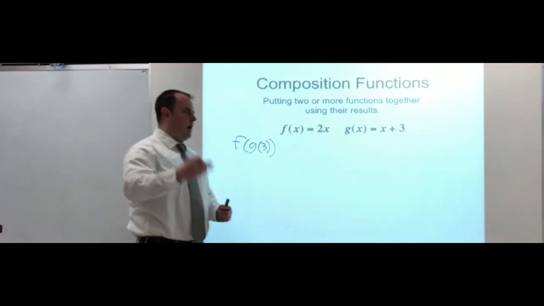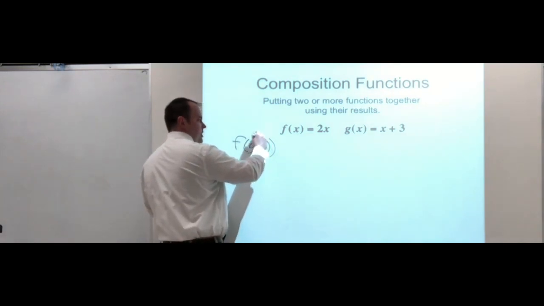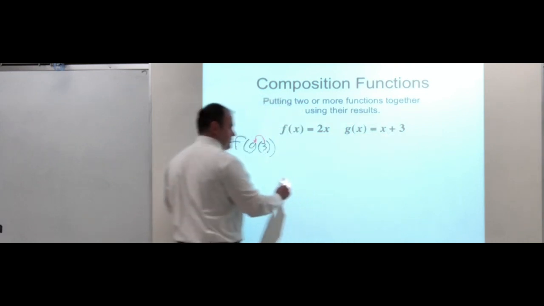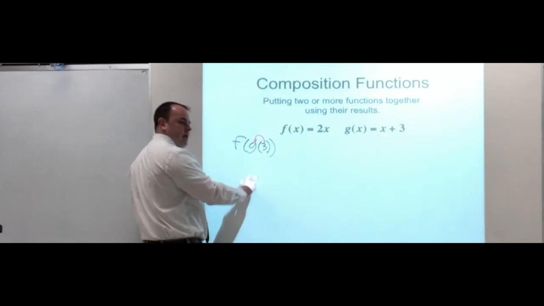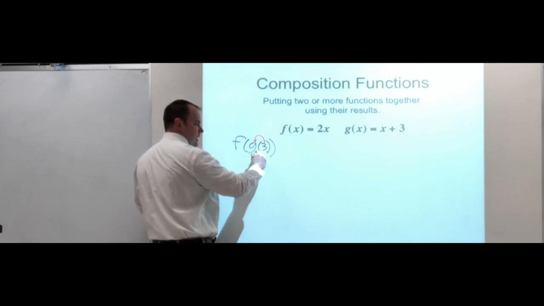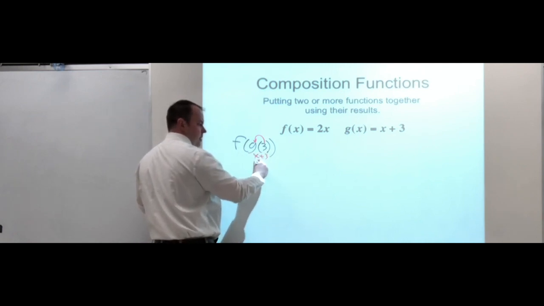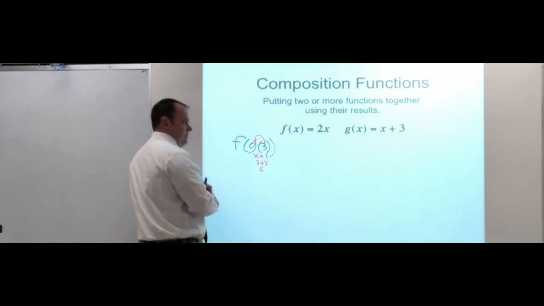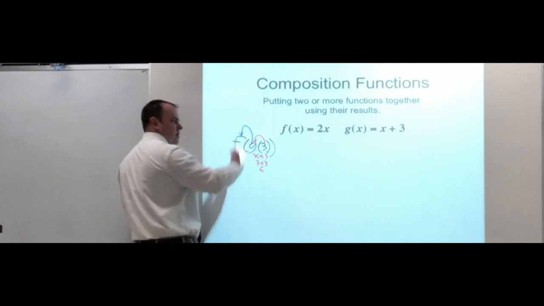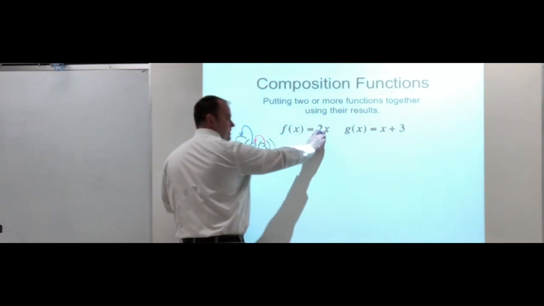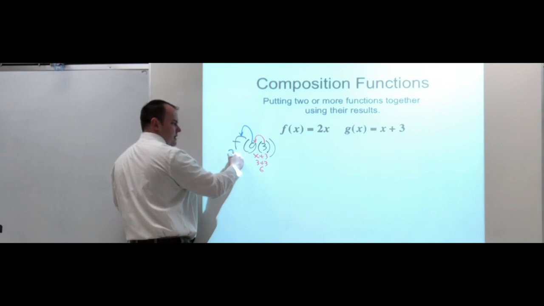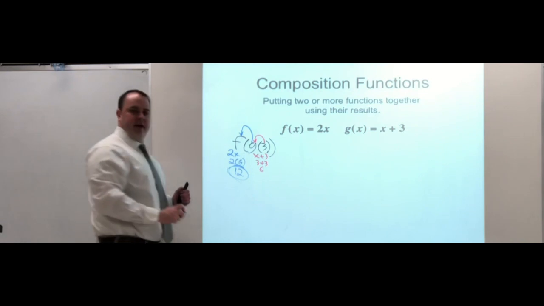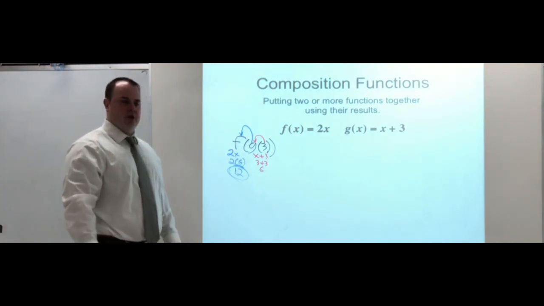So what I meant by kind of hopscotch going through, taking the 3, I'm going to plug it into my function g. So g is x plus 3. So the first thing I'm doing is taking that, plugging it into x. So x plus 3, 3 plus 3 is 6. I'm now going to take that 6, and I'm going to plug that into f. So f is 2x. 2 times 6 is 12. And there's our answer for that composition function.